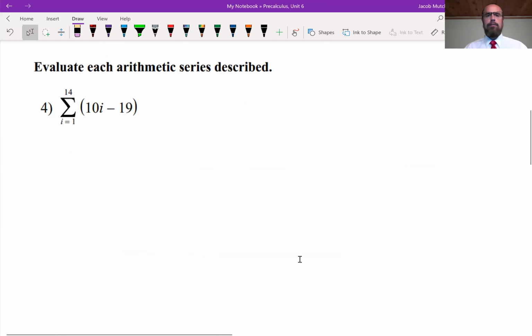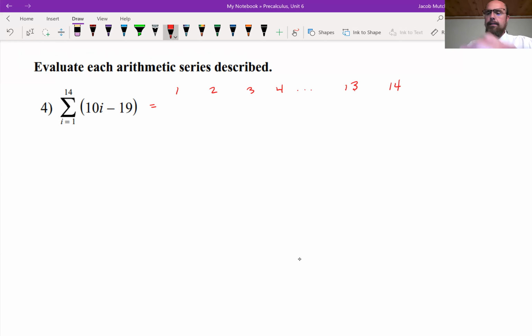Our second example is given with sigma notation. So this is a very condensed way of representing a series. If we were to unpackage it, it says, what's the sum from the first term to the 14th term using the explicit formula 10i minus 19? Just to get a feeling for what this series looks like, it's got 14 terms. So 1, 2, 3, 4, ... 13, 14. I'm not going to list everything out, but it's got quite a few more terms than our previous one. Let's just generate a few of these terms.